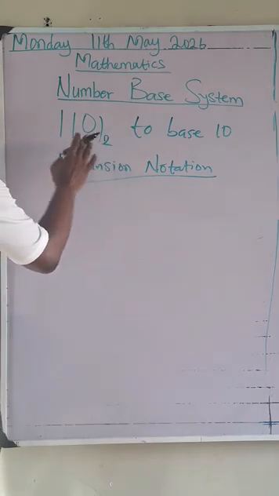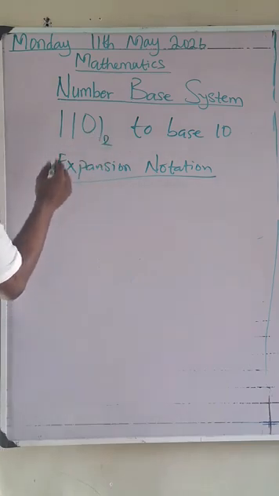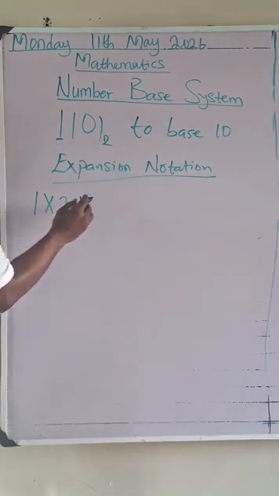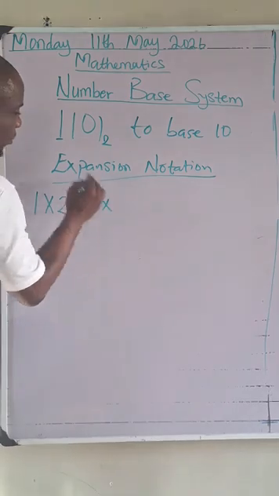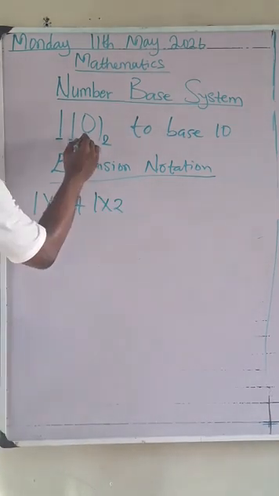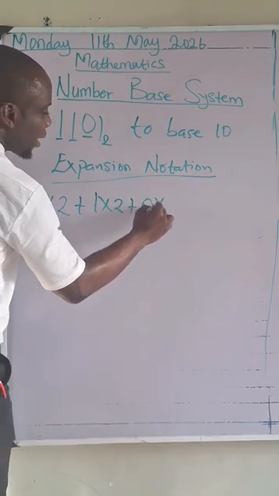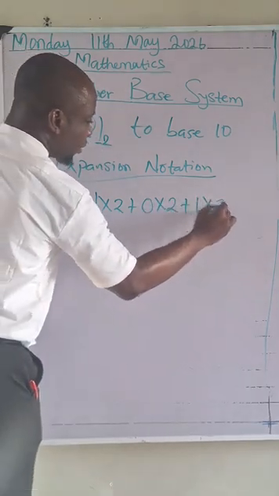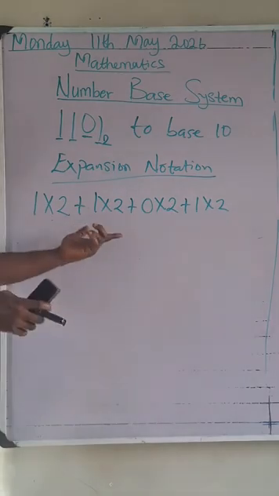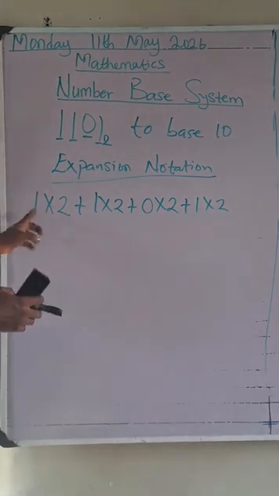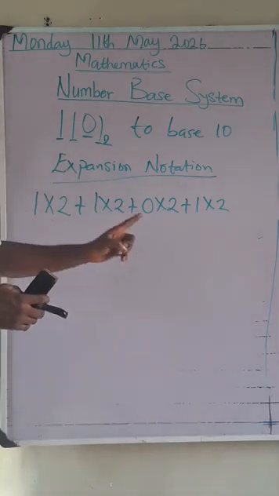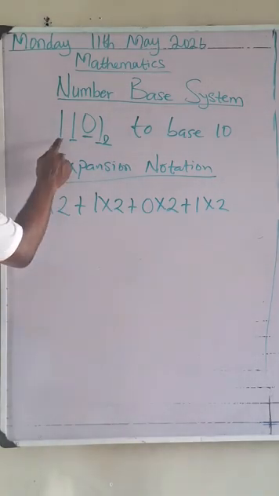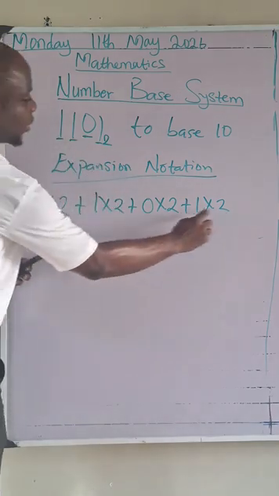The first thing is to expand it by multiplying each digit by the given base. So, let's go: 1 times the base, plus 1 times the base, plus 0 times the base, plus 1 times the base. These are the first 2 steps you take. The first one is to multiply each digit of the given number by the base, and after which you add them together.